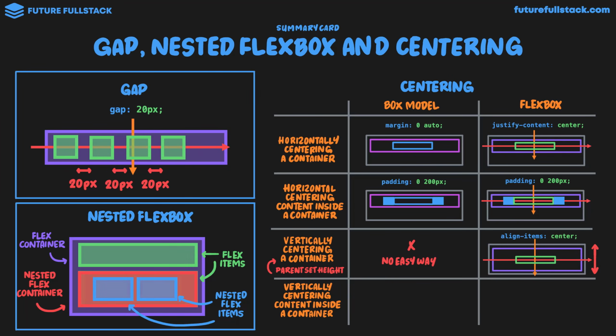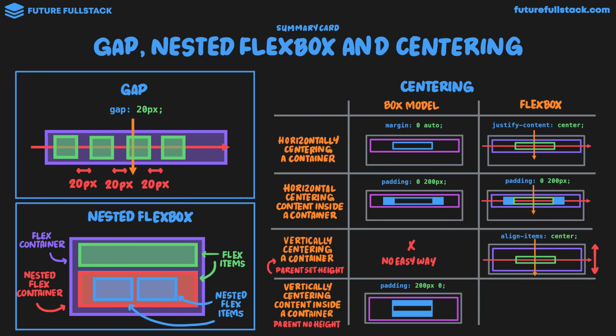The last case is vertically centering content inside a container. And this is commonly used when the parent has no height. On a standard container or element, we would apply padding like this, where a value like 200 pixels has been applied top and bottom. We have our browser, our parent container, and our child container, which has padding applied above and below, giving the illusion that the content inside the child container has been centered.